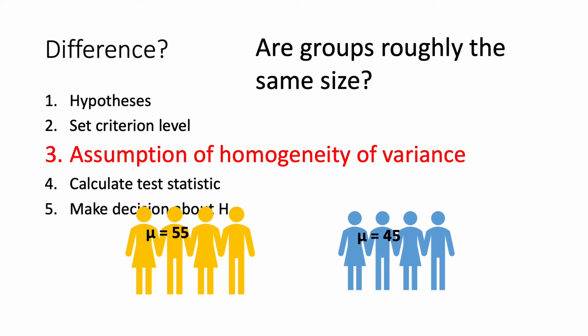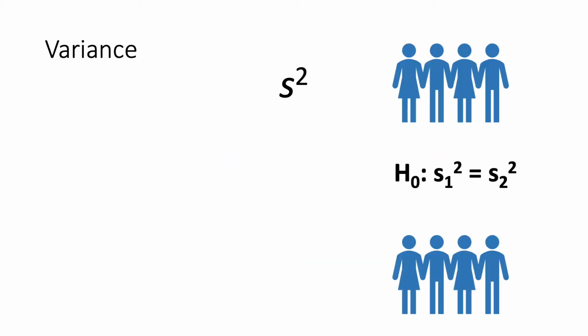Are the groups roughly the same size? They do not have to be equal size. But if one group has 2 in it and the other has 20, that's not going to work. But roughly the same size, you're just fine. So let's talk about variance. Variance, you'll remember, is the square of the standard deviation. So it's showing the spread in scores and the variation in the population, the variance.